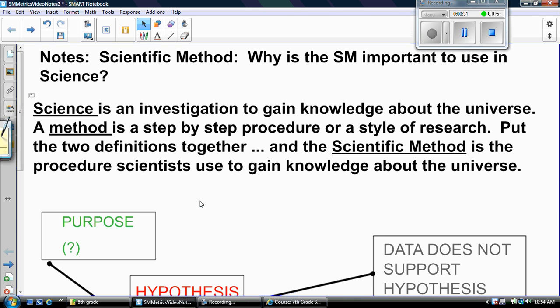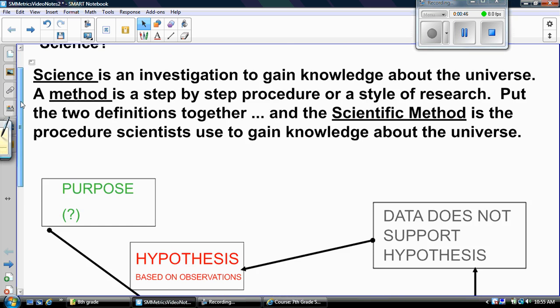Okay, so science, remember, is an investigation to gain knowledge about the universe. A method is a step-by-step procedure or style of research. Put the 2 definitions together, and the scientific method is a procedure scientists use to gain knowledge about the universe. So let's identify the steps.